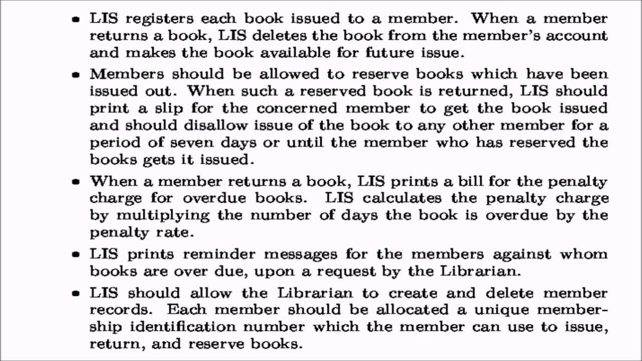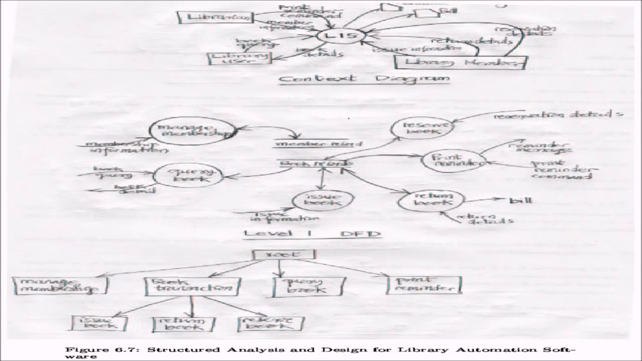When a member returns a book, LIS prints a bill for the penalty charge for the overdue books, and LIS calculates the penalty charge by multiplying the number of days the book is overdue by the penalty rate. LIS prints reminder messages for the members against whom the books are overdue upon a request by the librarian. And LIS should allow the librarian to create and delete member records. Each member should be allotted a unique membership identification number which the members can use to issue, return, and reserve books.